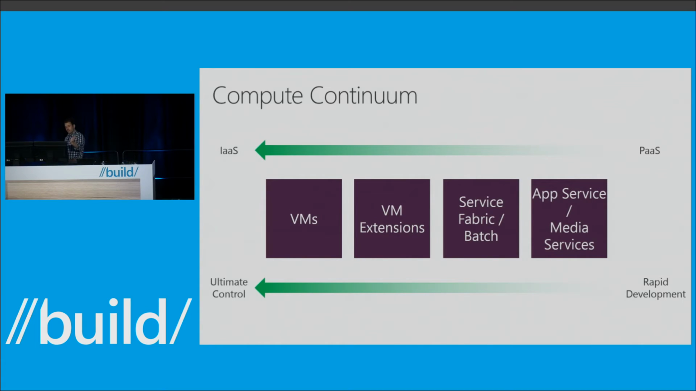VM extensions are a little bit further along. They're going to do some of the configuration for you and automate some things for you. It makes it easier, but it's still that underlying VM underneath. Then you go further to the right, and we've got a service called Azure Batch and Service Fabric, which you've now seen or heard of, which takes a little bit more. It's still running on a VM. You can still log on, and it feels like a VM, but it's going to take care of some things for you.